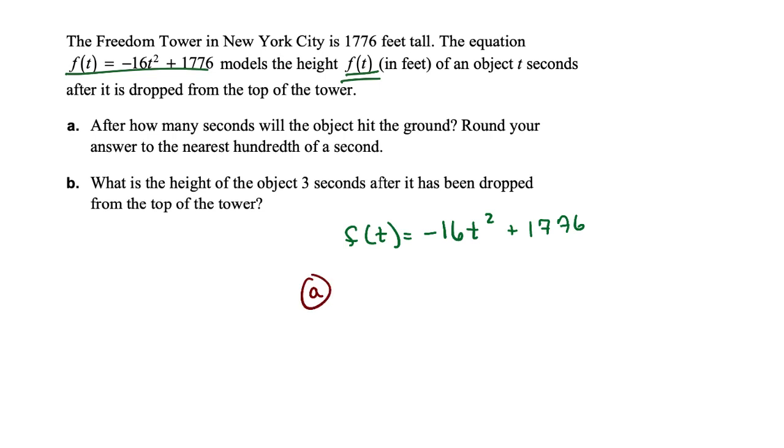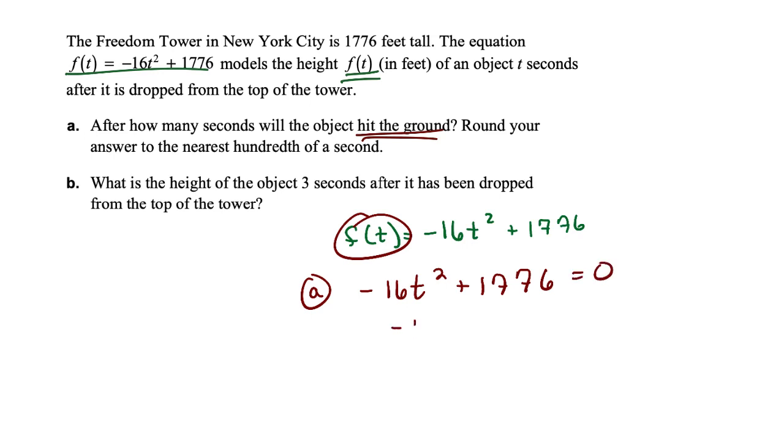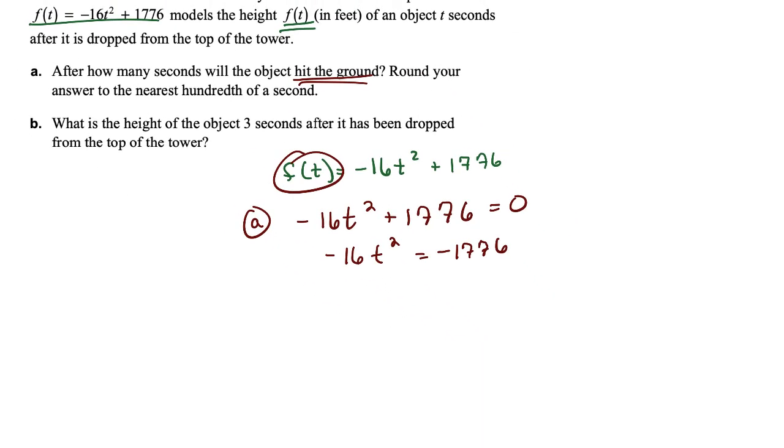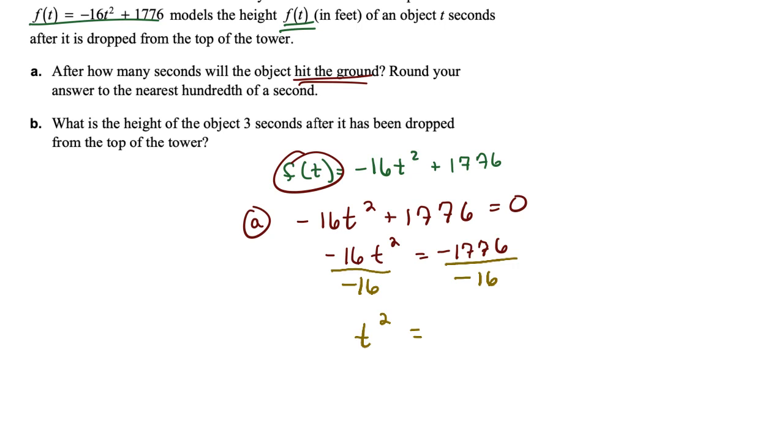In question A, they're saying, when does it hit the ground? Well, when it hits the ground, its height, given by the function, is 0. So we take this equation and we just set it equal to 0, and we try to figure out what the t is. This won't be too bad because there's no b term in it. And because there's no b term, we can just isolate the t squared. So I'm going to divide by negative 16. So I get t squared equals, I think that's 111 there. 1776 divided by 16. 111, yeah.